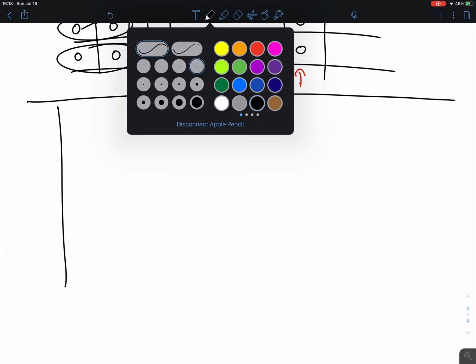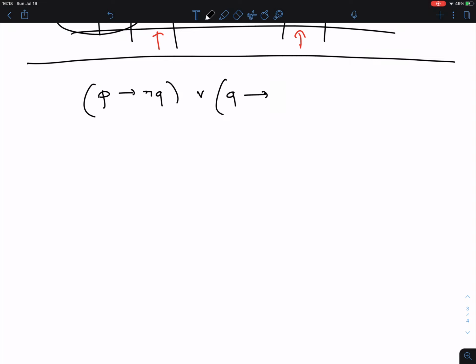Give myself a bit more space. So this is the one I'm going to do. P, then not Q, or Q, then not R. Q, then R. Let me do Q and then R. Okay. So we have to break this down again in parts, and we'll look at how to do it.